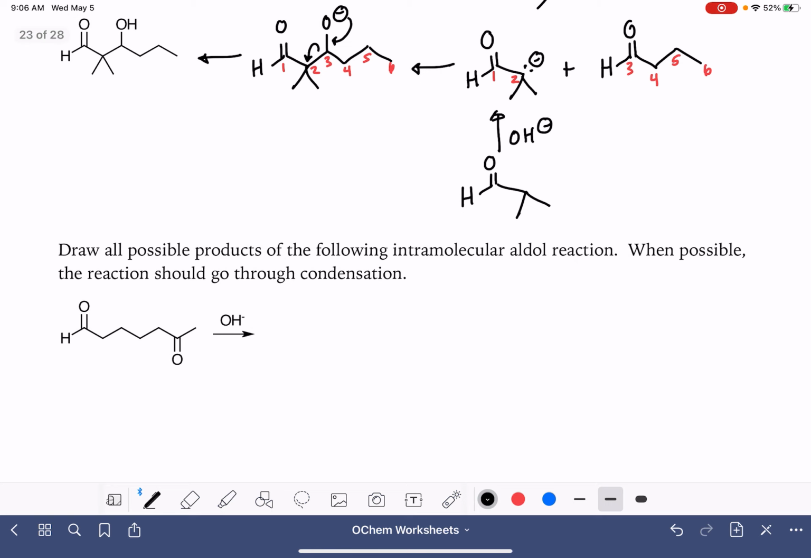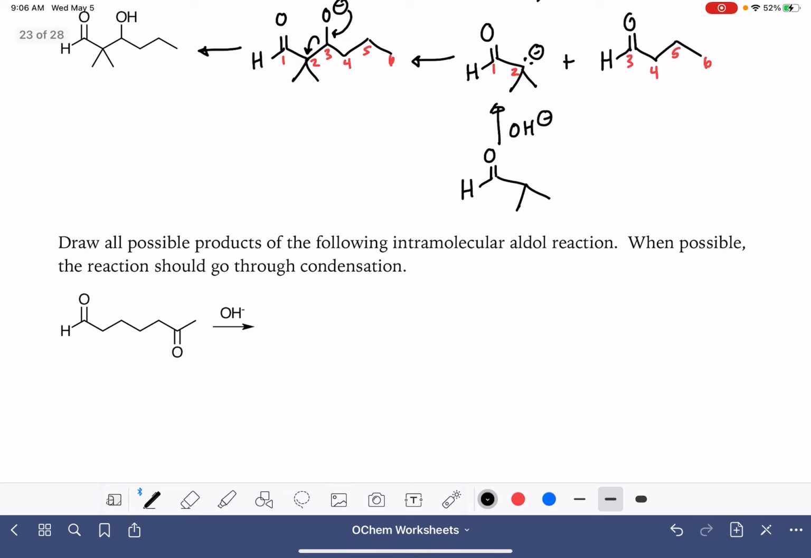Here we have another problem. This is an intramolecular aldol reaction. So this is going to take place within a molecule that has two carbonyl groups. It's going to do the aldol reaction with itself. So to do this, we want to begin by identifying all of the different alpha hydrogens in this particular molecule. There's a lot of them. Any one of these alpha hydrogens could be removed and form an enolate. We've got all these different possibilities.